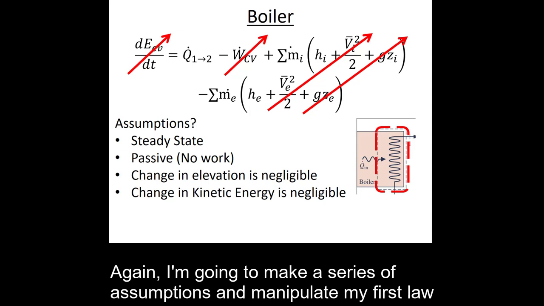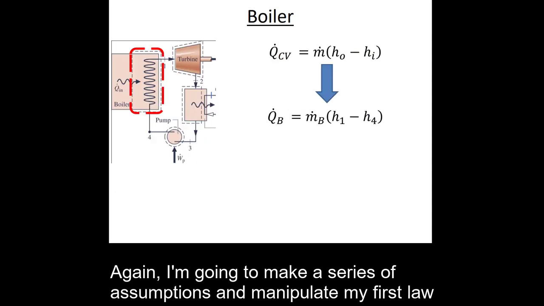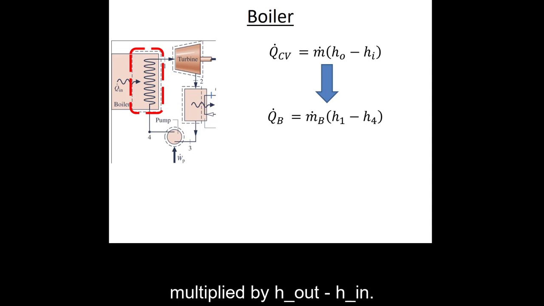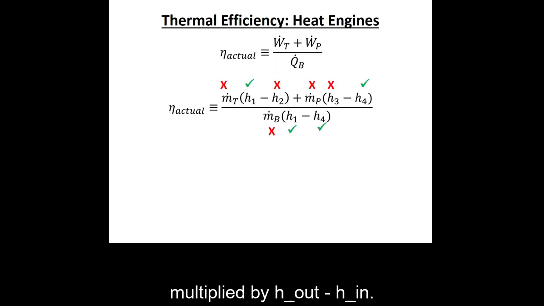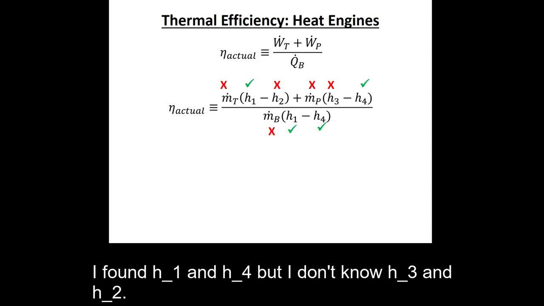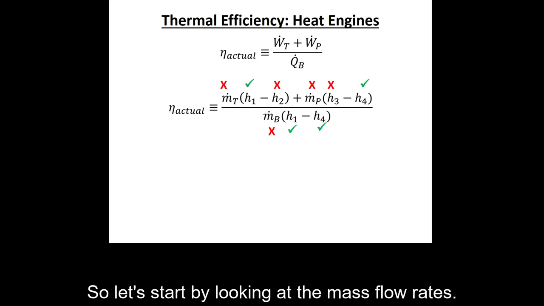Again, I'm going to make a series of assumptions and manipulate my first law so that here I get an expression that this heat rate in at the boiler is the mass flow rate through the boiler multiplied by H out minus H in. So now I've got an expression for my thermal efficiency. I don't know any of these mass flow rates. I found H1 and H4, but I don't know H3 and H2. So let's start by looking at the mass flow rates.